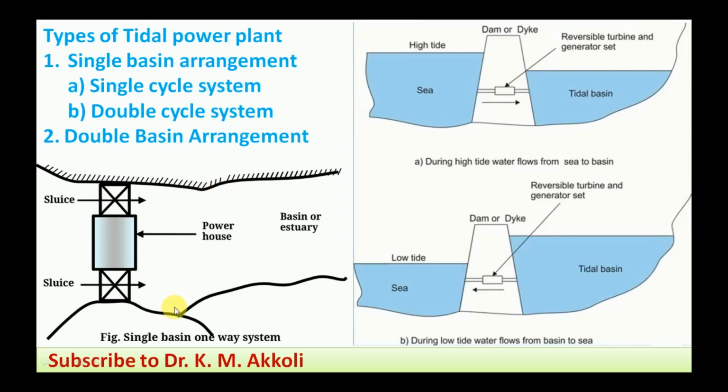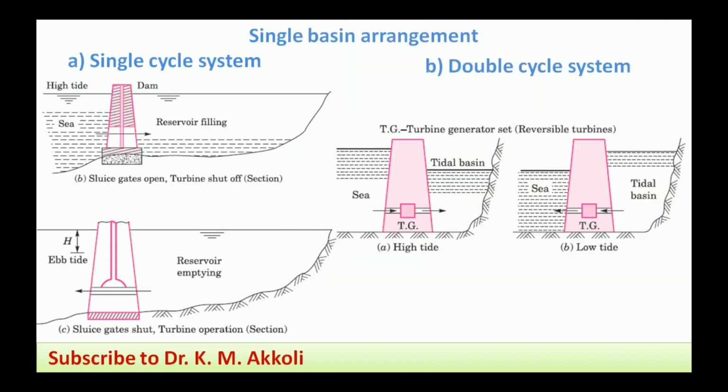And here is the top view of the same. Okay, here the sluice gates are there. From there the water will enter into the basin or estuary. Then during the forward flow, when the low tide is there, the water will flow through the turbine. Then the power will be generated. The next one we will take is the single basin arrangement.